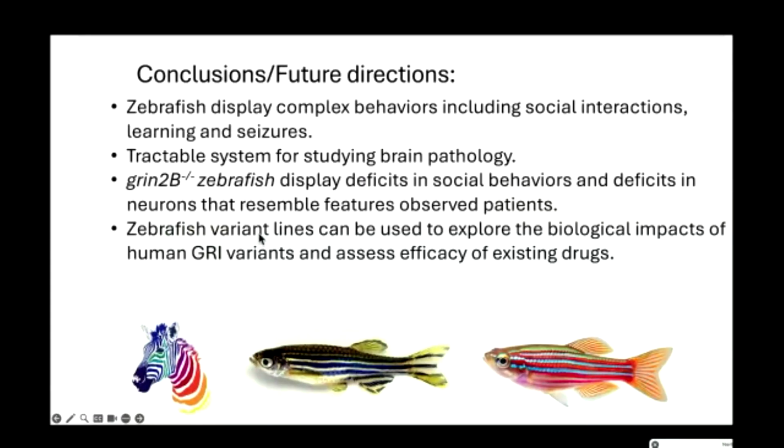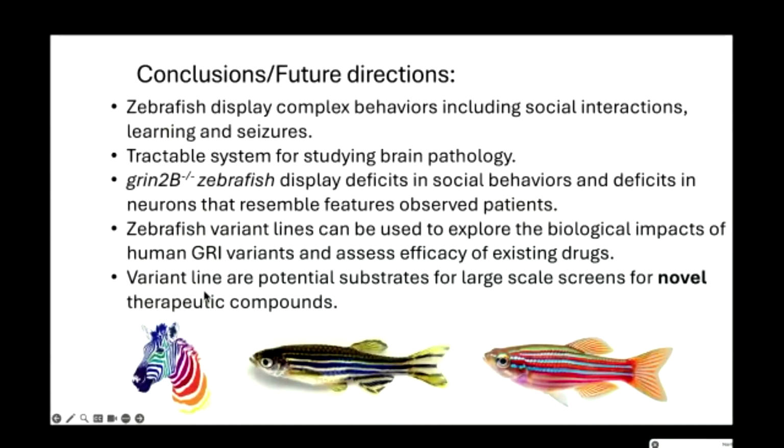And in the variant lines that we're developing, part of the strategy is that it allows us to look at lots of different variants, right? And try to look at some gain of function and some loss of function and ask questions: does a 2A and a 2B gain of function look the same or do they look different? And what are the similarities and differences between these? And hopefully be able to assess efficacy of different kinds of treatments, but also potentially to screen for novel drugs.